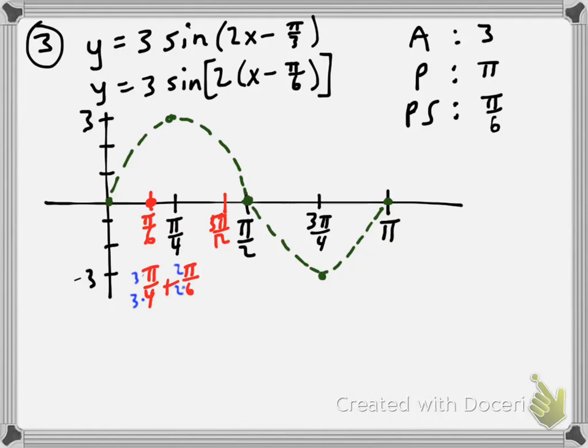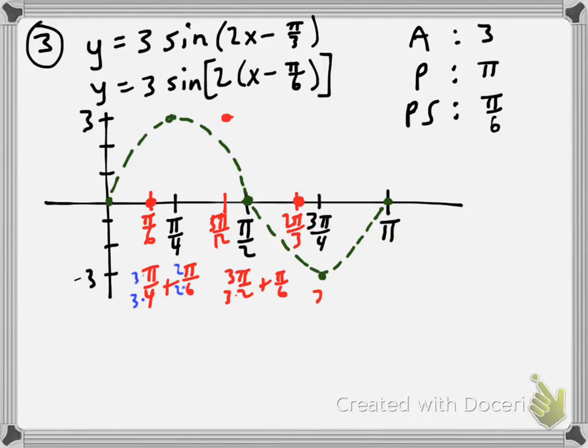And then we have pi over 2 plus pi over 6. Pi over 2 plus pi over 6. And that is 3 pi over 6 plus pi over 6, so 4 pi over 6, 2 pi over 3. And so let's put a couple points in here. Point there, point up there, a point down there.